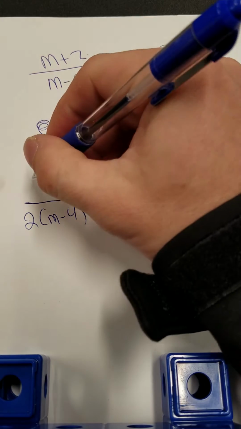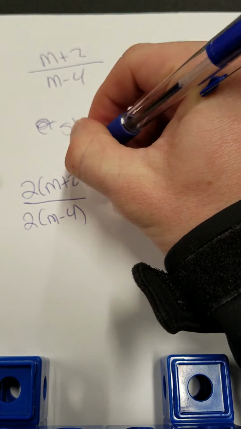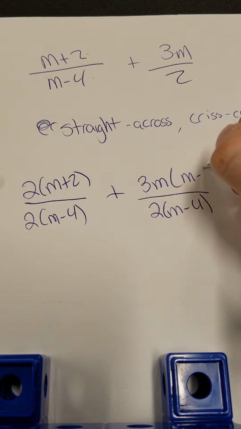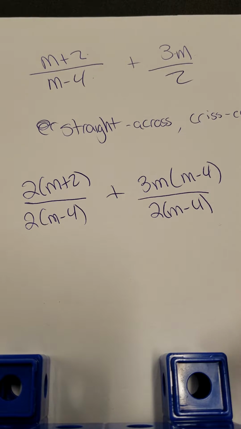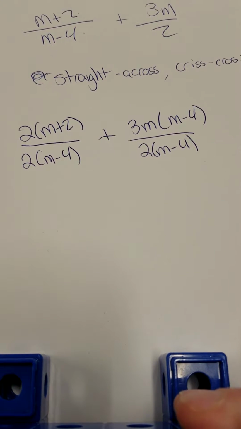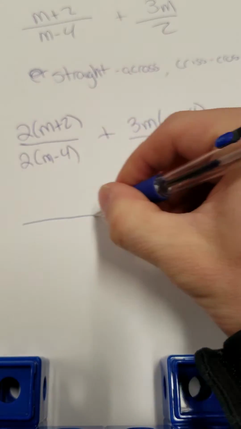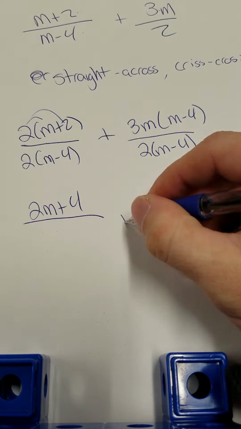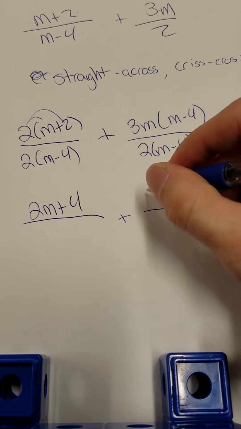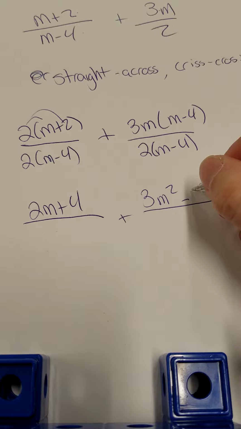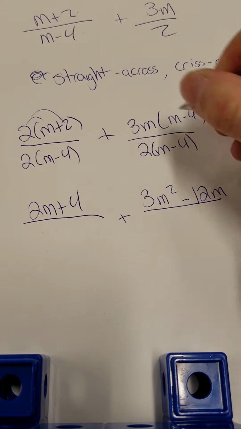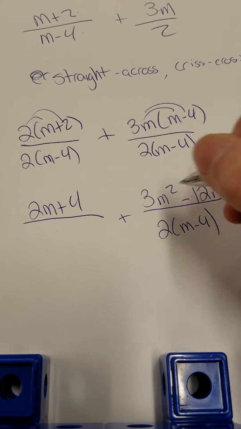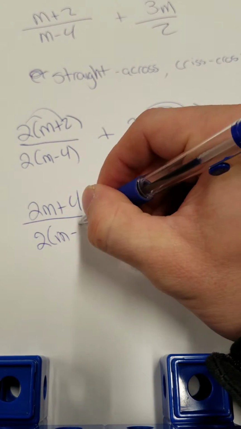They crisscross. The 2 goes up with the m plus 2. The m minus 4 goes over to that side. Now, we have a common denominator. So let's simplify the tops. Distribute the 2: 2m plus 4. 3m squared minus 12m. Again, just distributing. The denominator stays the same. We're not going to be working with it anymore. Leave it alone.